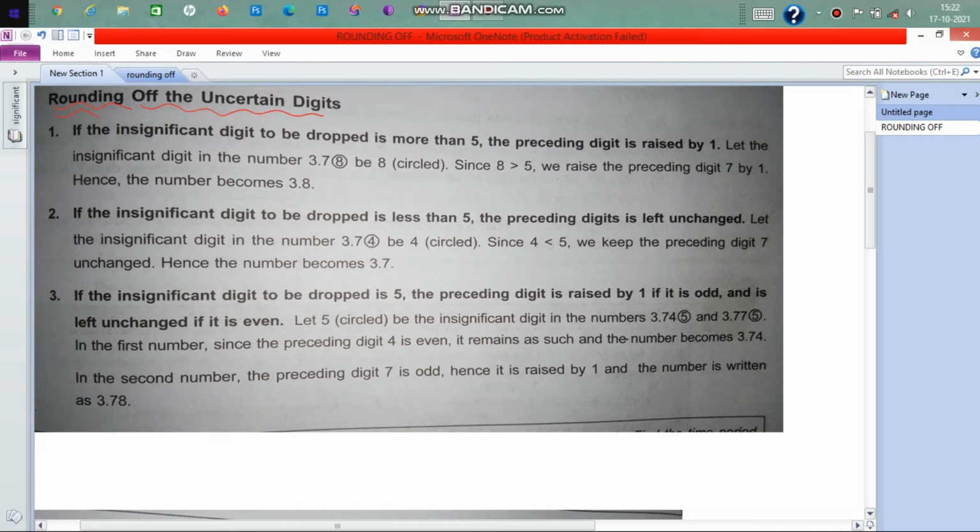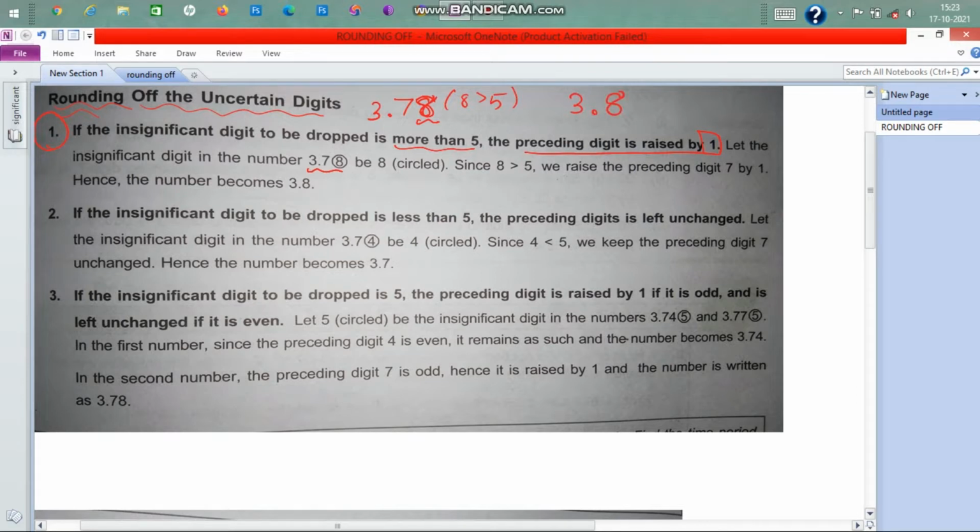In this video lecture, we will see about rounding off the uncertain digit. There are three rules for rounding off. Let us see the first rule. If the insignificant digit to be dropped is more than 5, then the preceding digit should be raised by 1. For example, 3.78: this is the digit we want to drop. Since 8 is greater than 5, we are increasing the preceding digit by one number, 3.8.